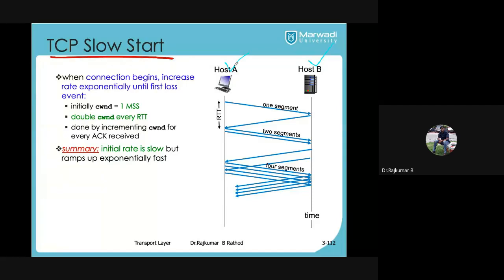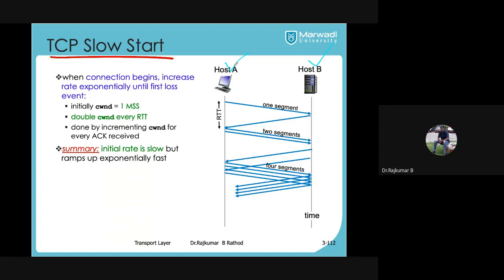Out of 16, maybe 1 or 2 may be lost, for example. But the sender assumes that if I send 16 segments, there is a packet loss. So then reduce it to 8 segments. Clear? Once it is reduced, the congestion window size is halved, from 16 to 8. From that point onwards, it allows the sender A to increase additively, linearly.